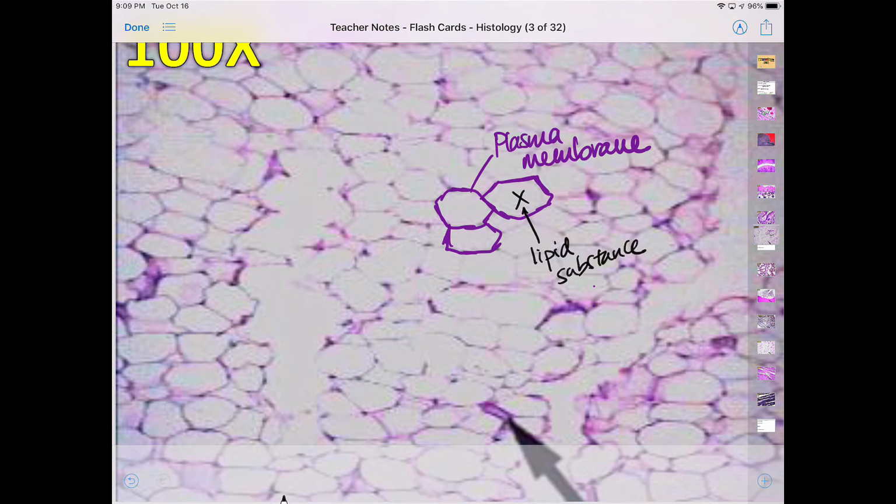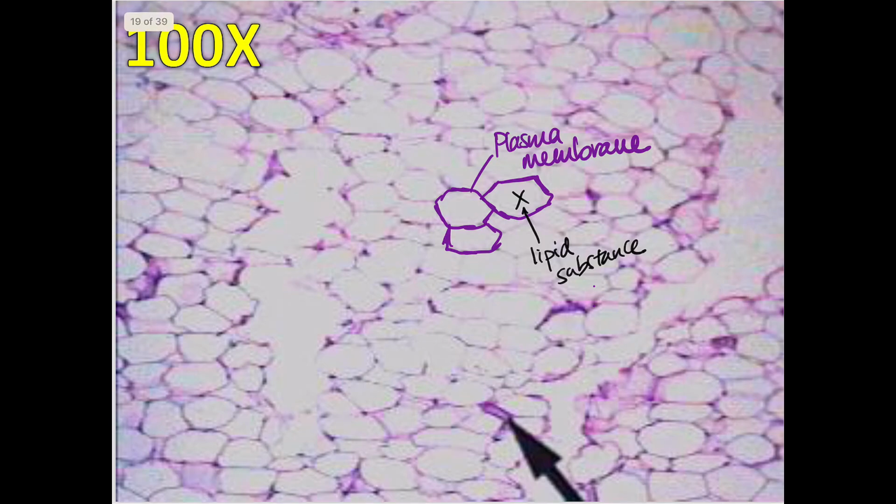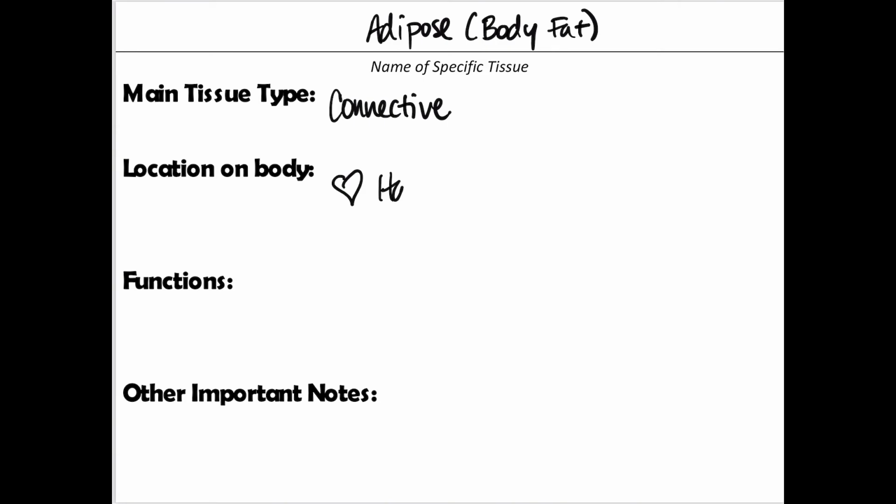So, okay. If I'm labeling some things on the back here, the specific tissue here is adipose. Remember, adipose is body fat, but I do want you to know the technical term, adipose. The main tissue type now is connective. So we covered epithelial tissues last time. We're covering connective tissues this time. Location on the body, any place you find body fat. I mean, it's sort of everywhere. I'm just going to put your love handles just for fun.